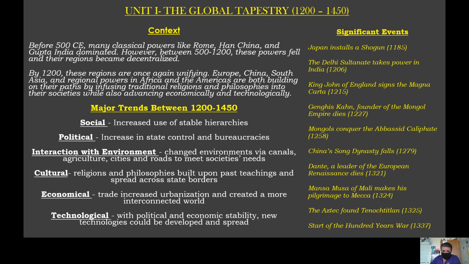Mansa Musa of Mali makes his pilgrimage to Mecca in 1324. The Aztec found Tenochtitlan, 1325, the beginnings of that empire that will be one of the first prominent empires in the Americas to fall once the Spanish show up in the late 1400s and early 1500s. And finally, 1337, the start of the 100 Years' War. Didn't get into it much, but for 100 years, Great Britain and France fought each other. Deep-seated rivalry.